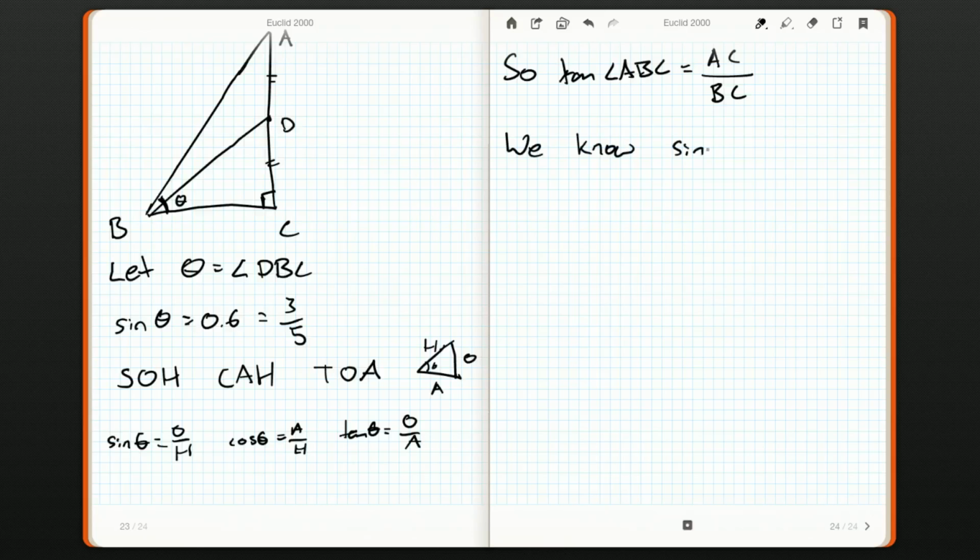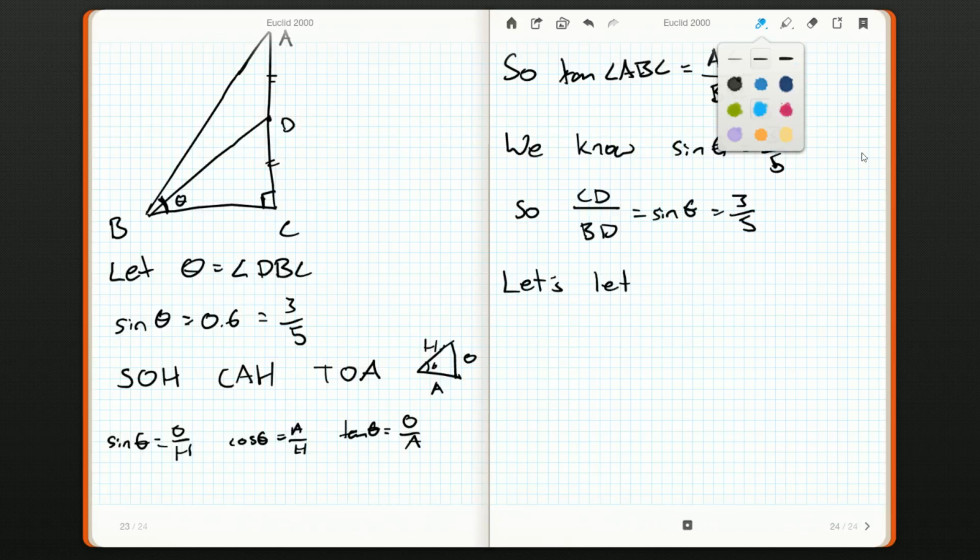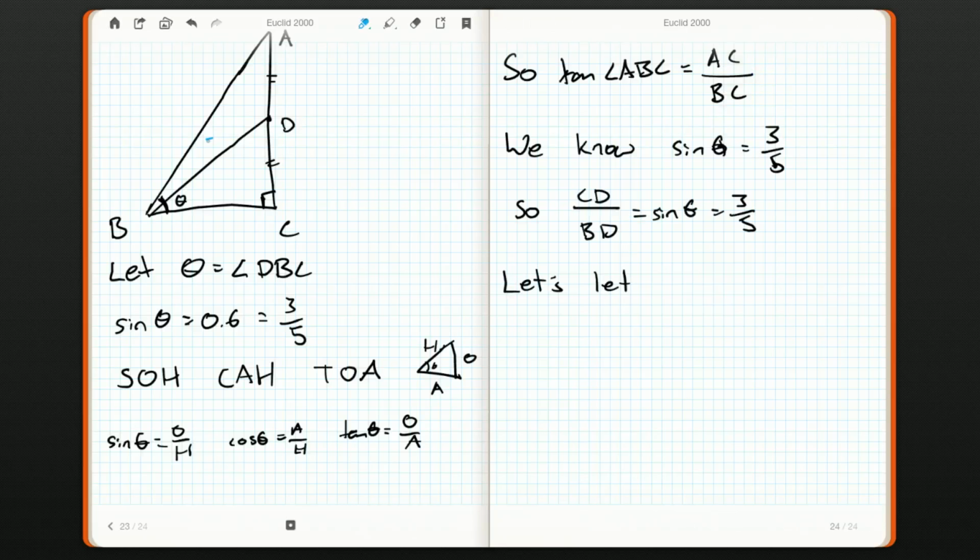the sine of theta is 3 over 5, but sine is opposite over hypotenuse. So opposite, that's CD, over BD is 3 over 5. So all we know is that BD and CD are in a ratio of 5 to 3. So let's call this 5x and 3x.